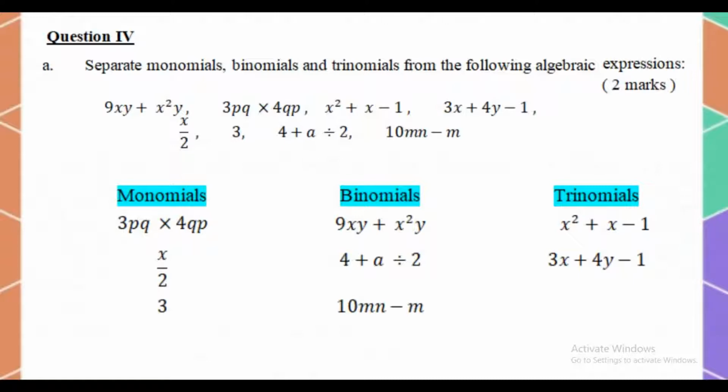The monomials are 3pq into 4qp, x by 2 and 3. Binomials are 9xy plus x square y, 4 plus a by 2, 10mn minus m. And the trinomials are x square plus x minus 1, 3x plus 4y minus 1. This question carries 2 marks. If you complete all the answers correctly, you will get 2 marks. Each correct answer carries 1 by 4 mark.